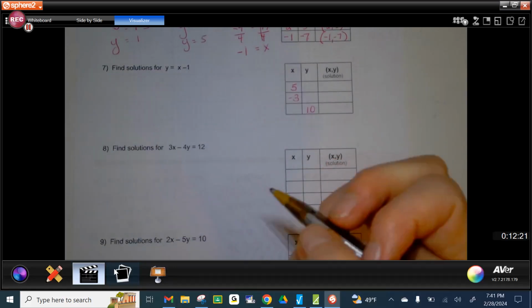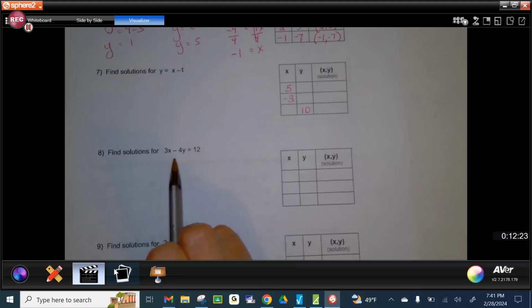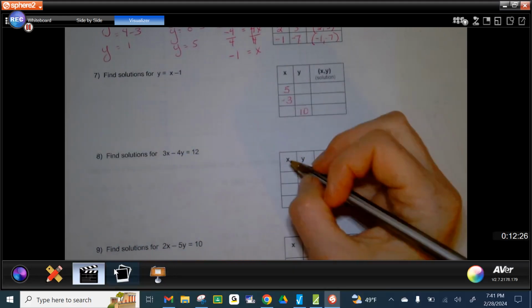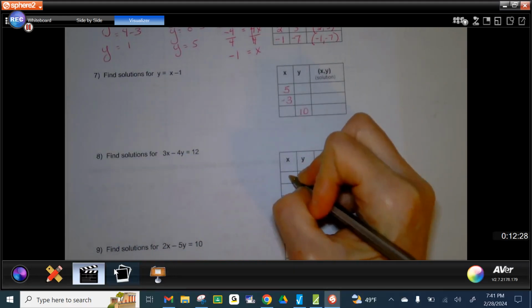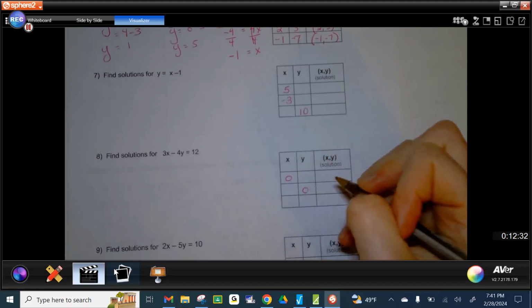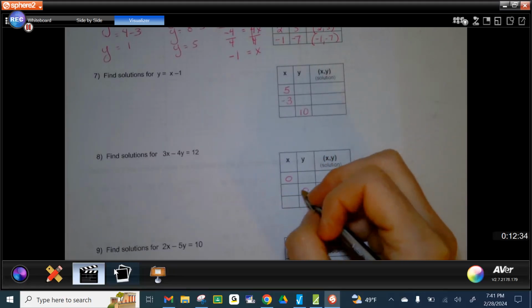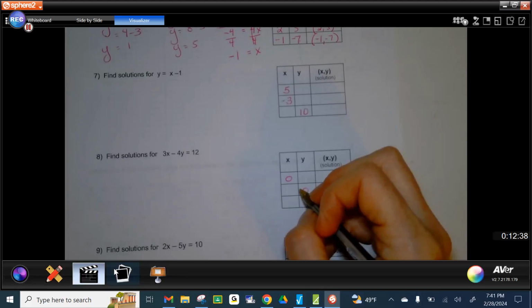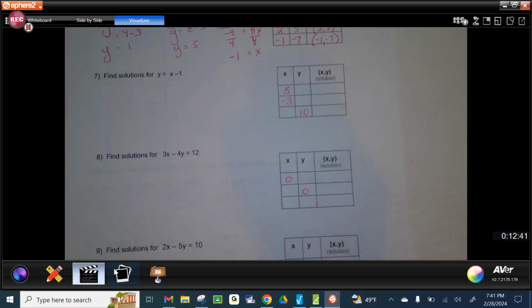Okay, next one. Now we are going to find solutions for this equation. So I'm going to have you try it when x is equal to 0, when y is equal to 0, and when x is equal to, let me see, I have to think about this for a second. I'm going to pause this.